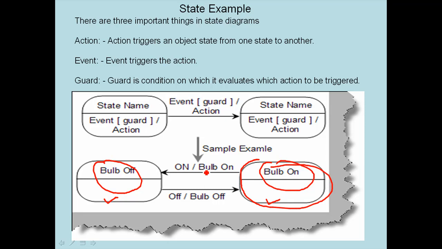Now the event is on. The on triggers the action, that is bulb on. So events are written at the left hand side of the slash, while actions are written at the right hand side of the slash. So the way the notations work in a state chart diagram is you write first the event and then the action.